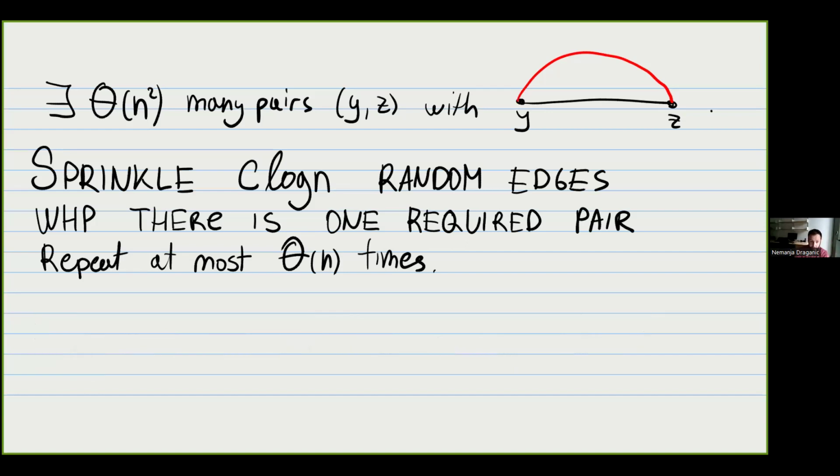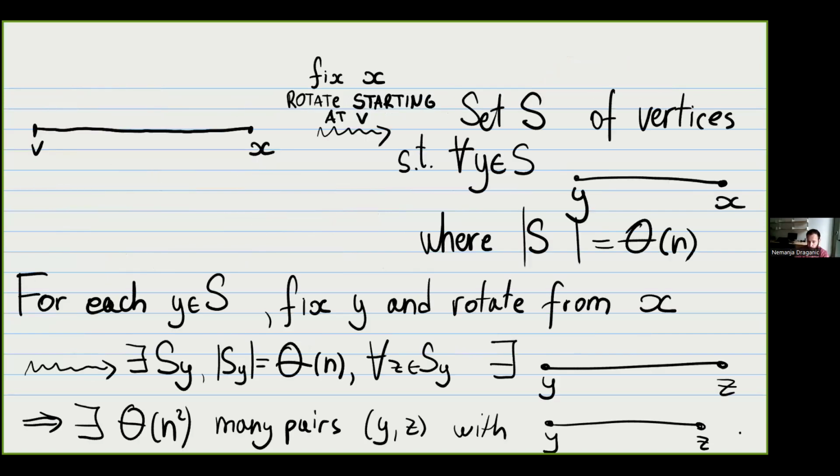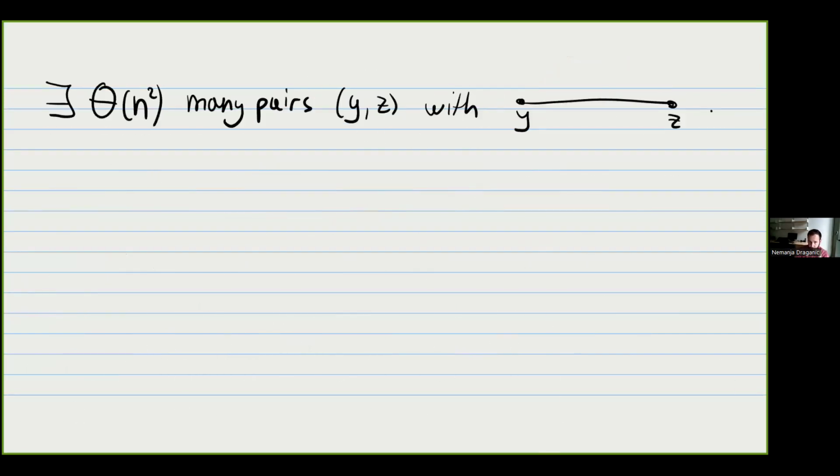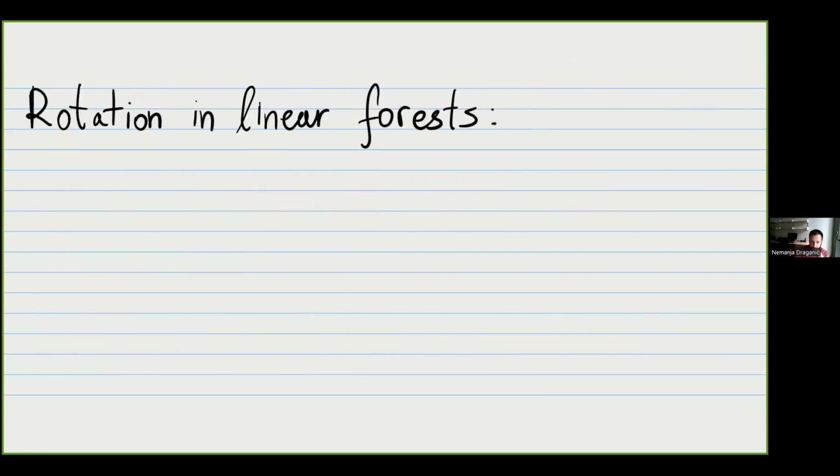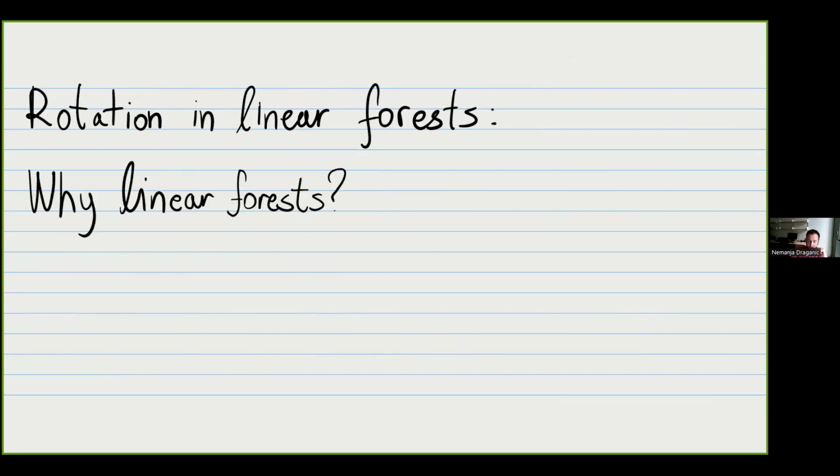Yes, so you can get this S and SY, but you can't really, so you get these n squared many pairs, but you can't really have a product structure. Okay. So now let's give a setting in which we work. So I want to work with linear forests, and I want to introduce rotation in linear forests.